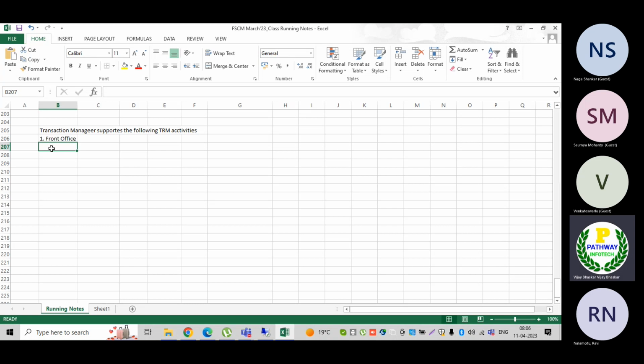If you want to deposit money with the bank, a fixed deposit, then you need to place the order. So we need to create the orders or contracts. What I would say, the front office, we need to create the orders or contracts.